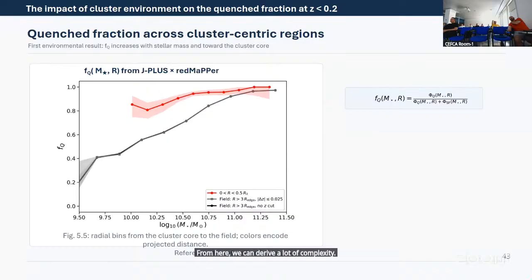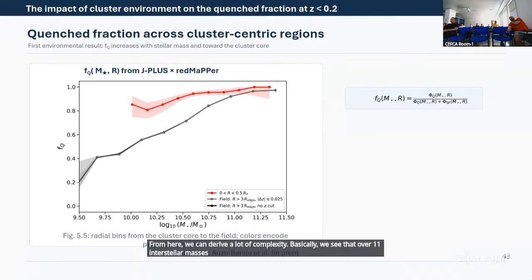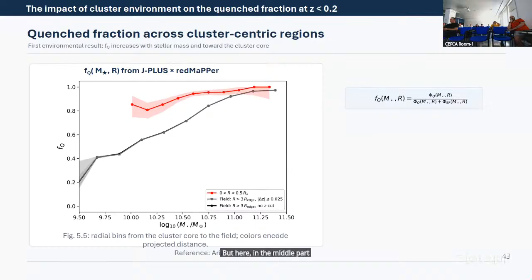Basically, we see that over 11 in stellar masses, the environment is not affecting the quenching of the galaxies, because the galaxies basically quench due to their own masses and internal processes. But here in the middle part, between stellar masses of 10 and 11, we can see the gap, 20–25% of difference. So basically, we see that there is an addition of quenching due to the environment.